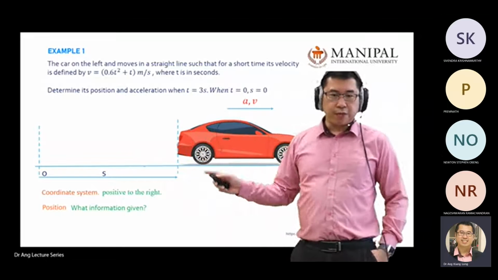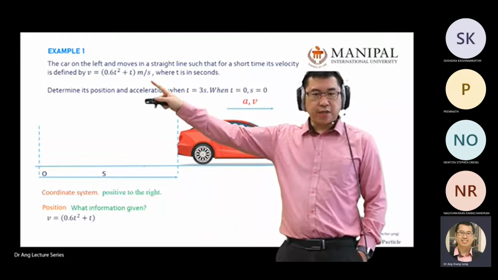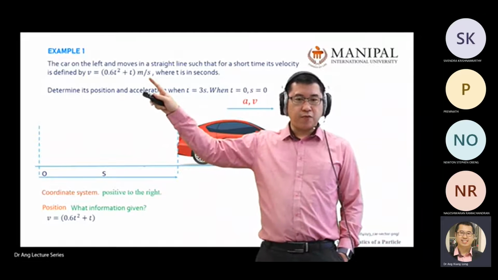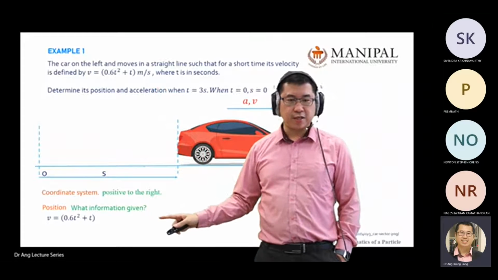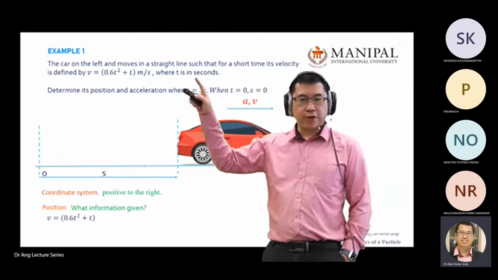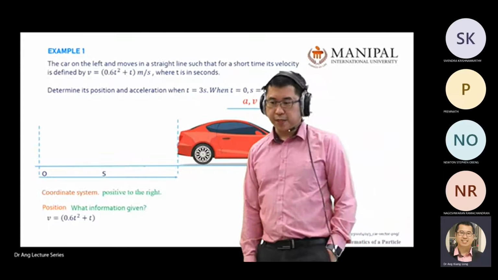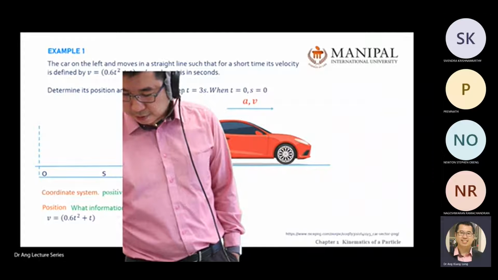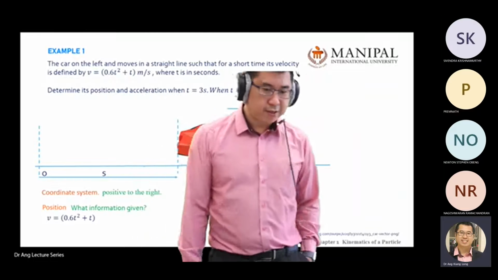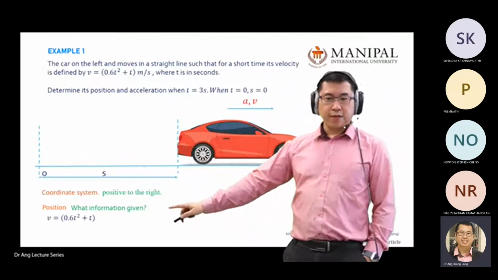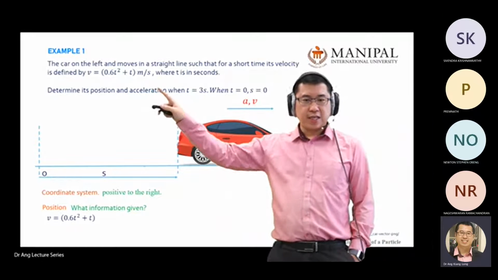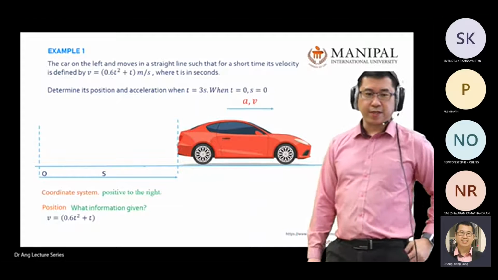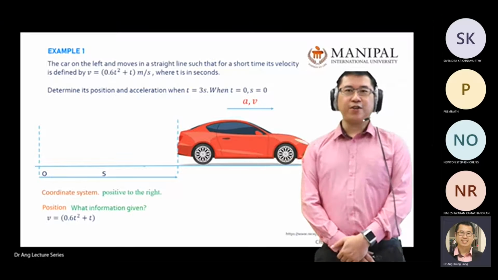Position, what information do we have? We are given v equal to this equation. So can you convert velocity into position? What do you think? How do you convert velocity into displacement? Let me try Newton. Newton, are you there? Newton, how do you change velocity into displacement s? What do you think? Do you use integration or differentiation?